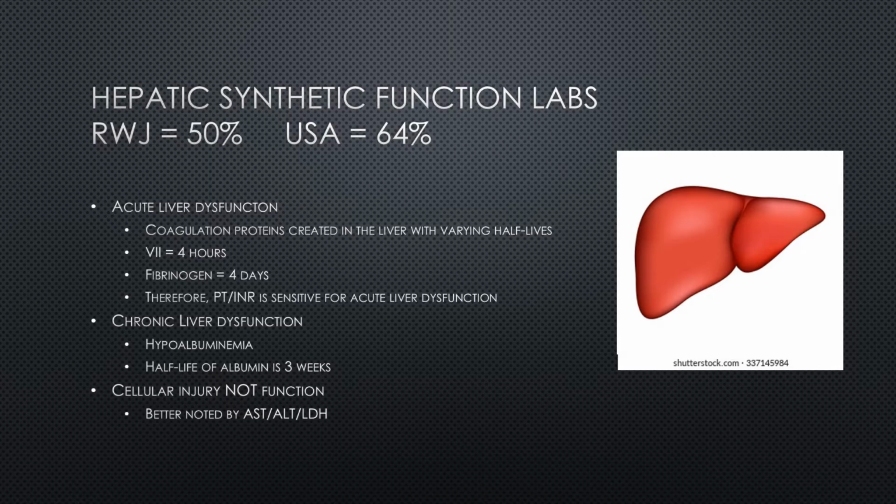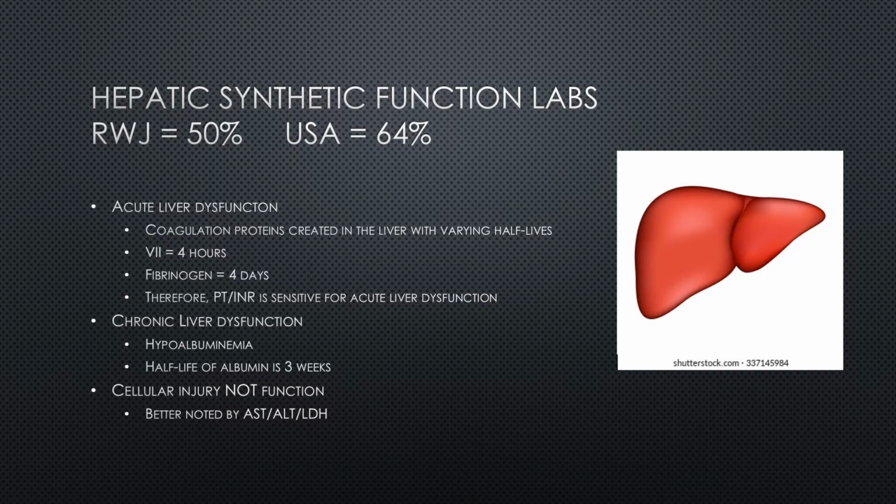So the liver produces many of the coagulation factors, and different factors have different half-lives. So the factor with the shortest half-life is factor 7. This has a half-life of about 4 hours, and fibrinogen is one of the factors with a longer half-life, and the half-life of fibrinogen is about 4 days. So the PT-INR is a very sensitive measure of acute liver dysfunction.